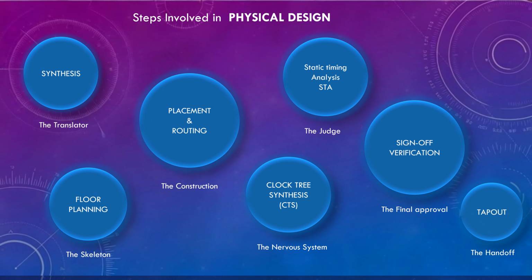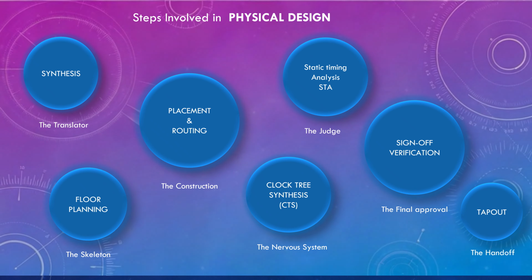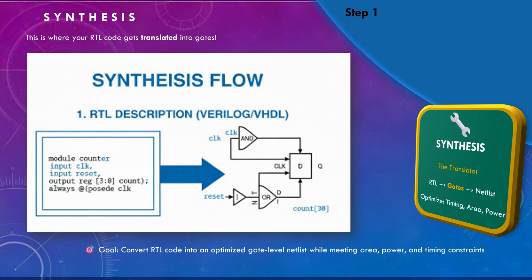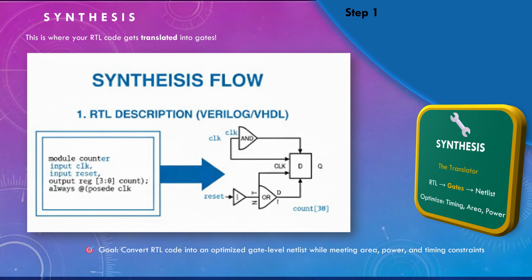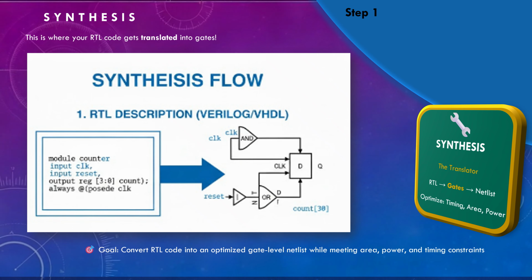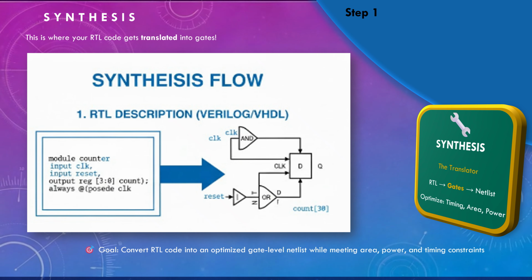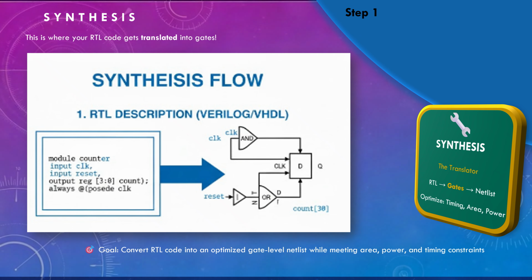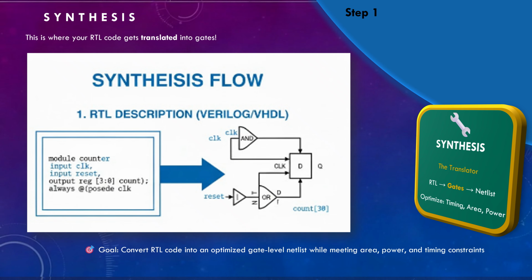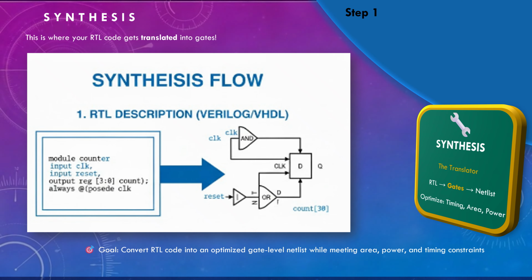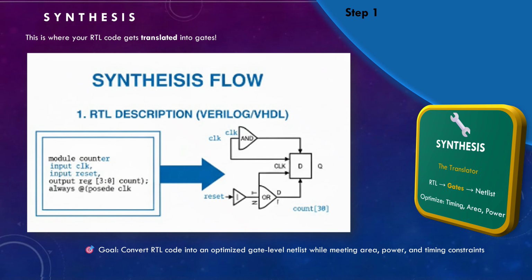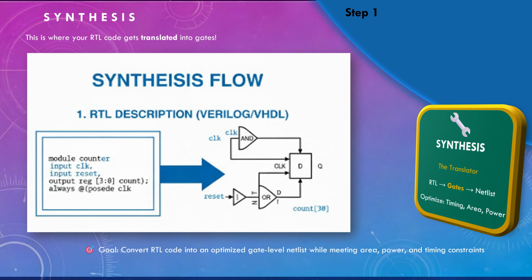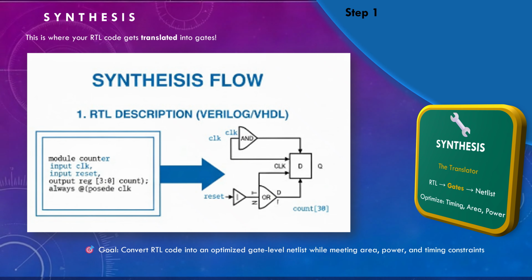Step 1. Synthesis. This is where your RTL code gets translated into gates. Think of it like Google Translate. You give input, RTL, Verilog or VHDL, which is human-readable, and get output, a gate-level netlist, which is machine-readable. But it's not just translation. It also optimizes for 3 things. Timing, can it run at your target frequency? Area, how much silicon space? Power, will it turn into an oven? The goal of synthesis is to create an optimized gate-level netlist that meets all your design constraints. This netlist now goes to the next stage, floor planning.